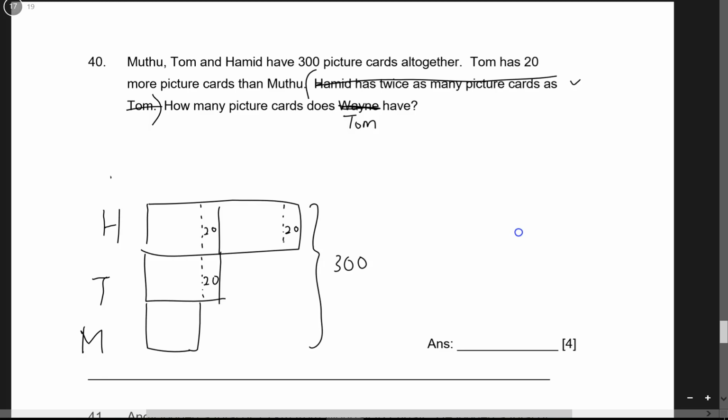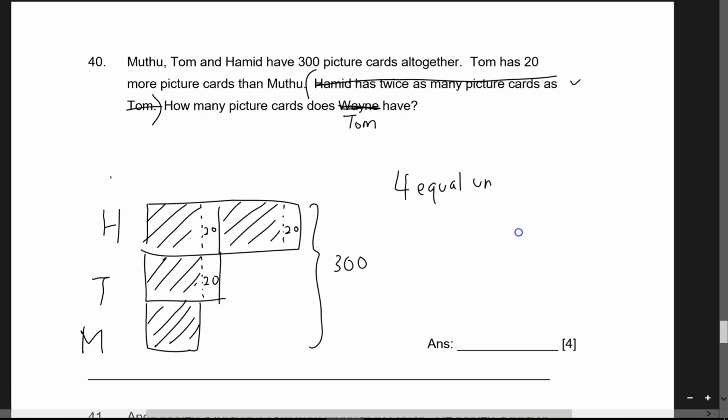Okay, are there equal units inside? This is an equal unit. You notice all the shaded parts are equal units. So how many units are that equal? There are 5, 1, 2, 3, 4 equal units. Alright, now 4 equal units. But these 4 equal units, we are going to not just take 300 like that, isn't it? We need to subtract away the extra part, which is 20, 20, and 20. So a total of 60. 240 is what you have left.